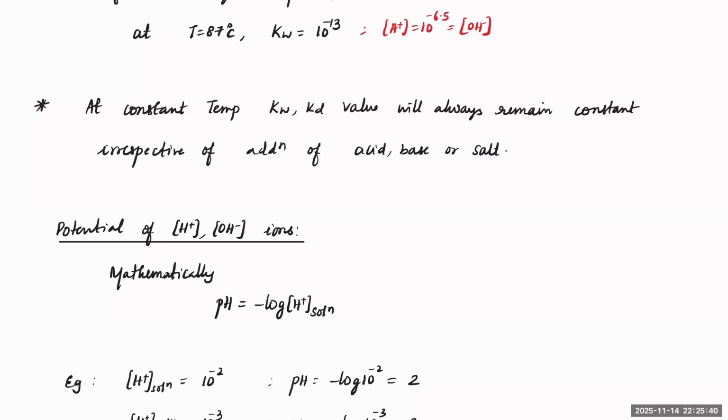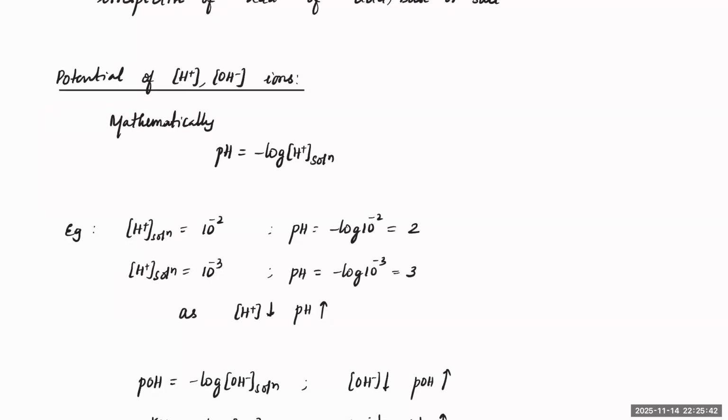Right. Next. This is an important term that you need to learn. What is the potency of H plus and OH minus ions? Mathematically, we can write pH is equal to minus log of H plus ion concentration.